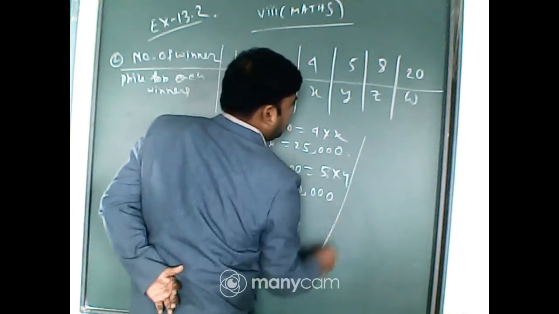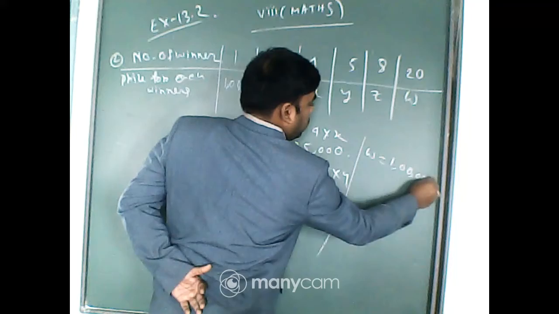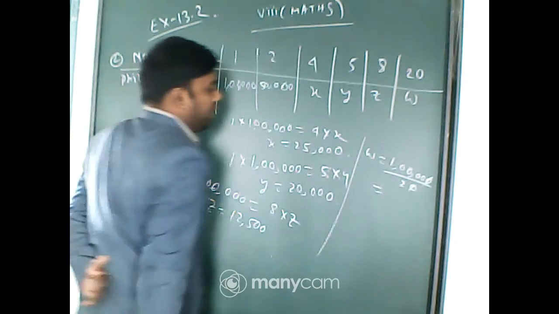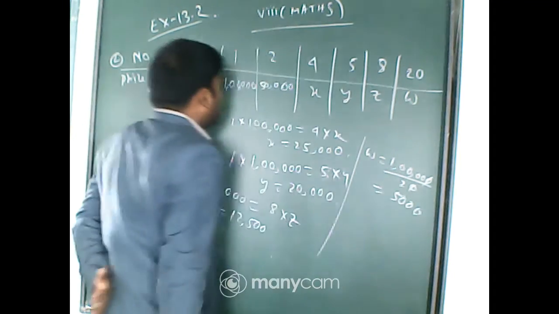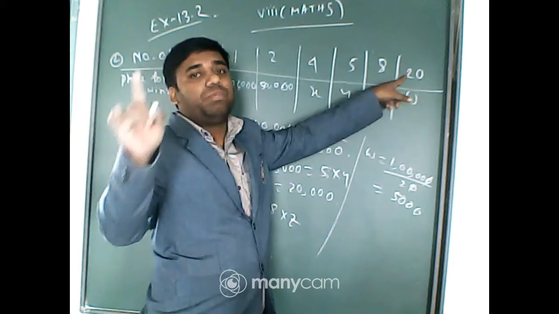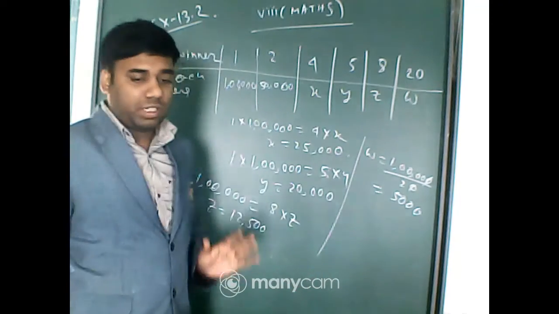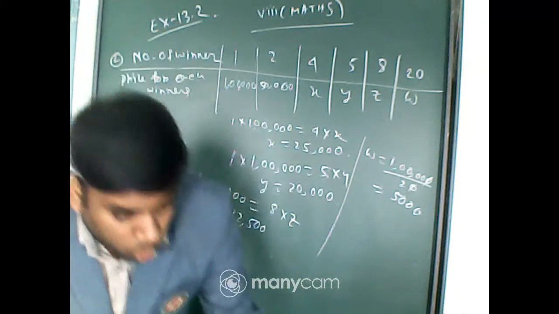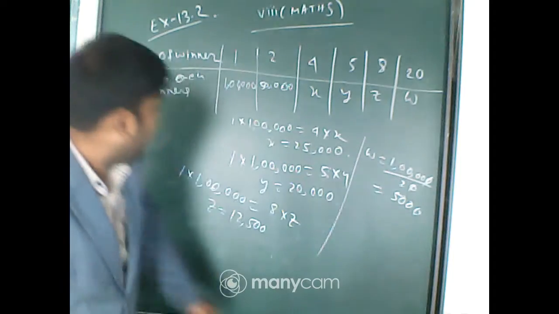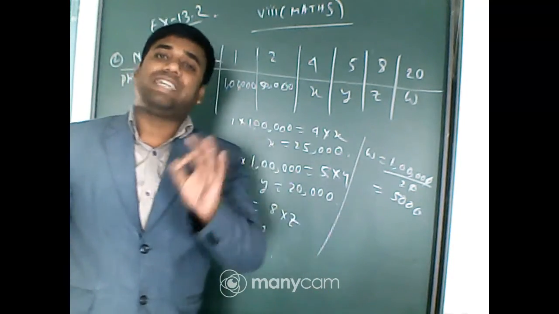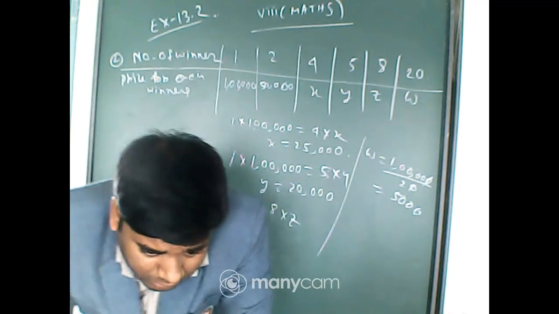Another, w equal to 20. So 1 lakh divided by 20 is 5,000. Each will get 5,000. When the number of winners is 20, each of them will get 5,000. When the number of winners is 8, they will get 12,500. In this way I have solved question number 2. For 10 winners, each will get 10,000. Okay, very good, Adri, well done.